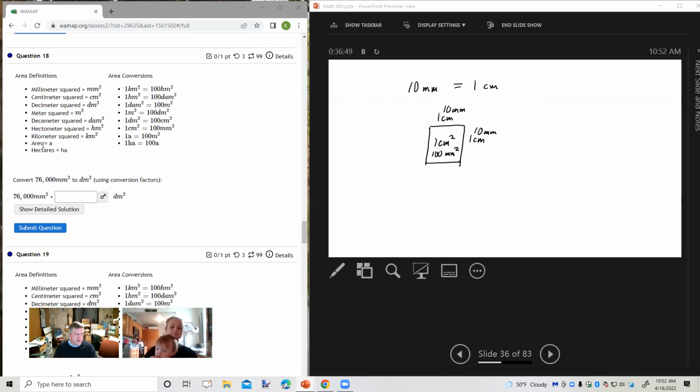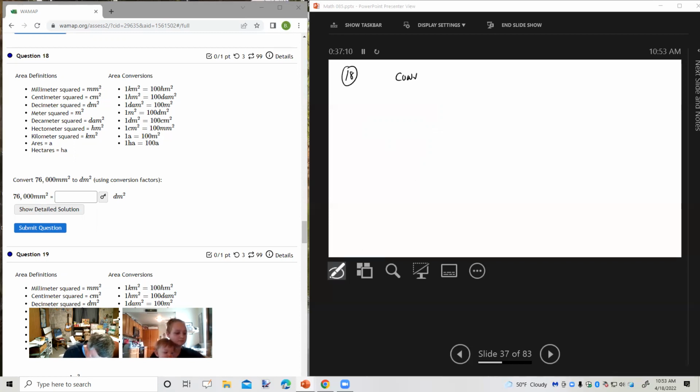So an R is 100 square meters. And then a hectare is 100 Rs. Okay. And again, you don't have to have these memorized. You just need to know how to use them because they'll all be written there. Okay. So let's take a look at a question like number 18.